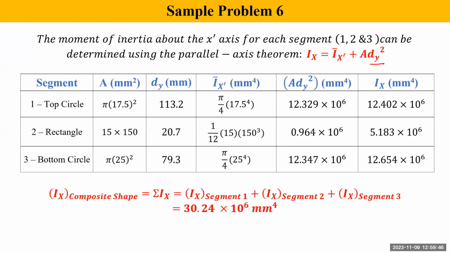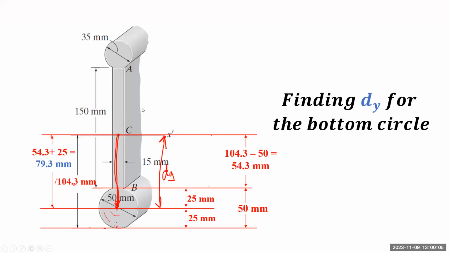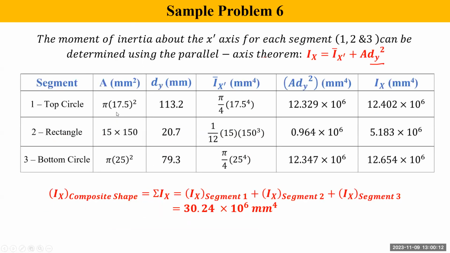No problem. All right. So segment 1 now is the top circle. And all you need to do, as standard, is find the area of each section. So the area of the one at the top would have been pi times 17.5 squared. The rectangle would have been 15 times 150, if you look back at the figures, the thickness.